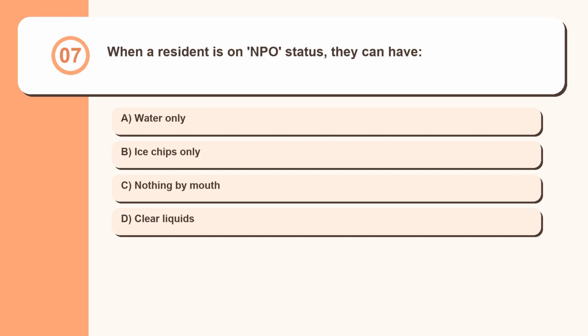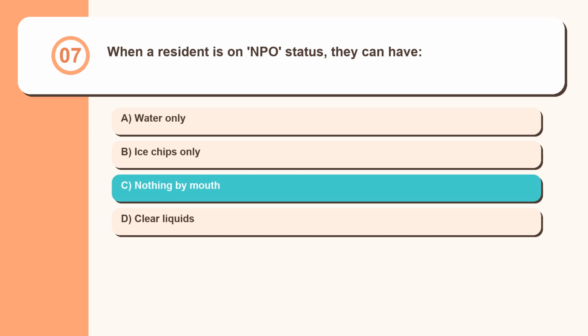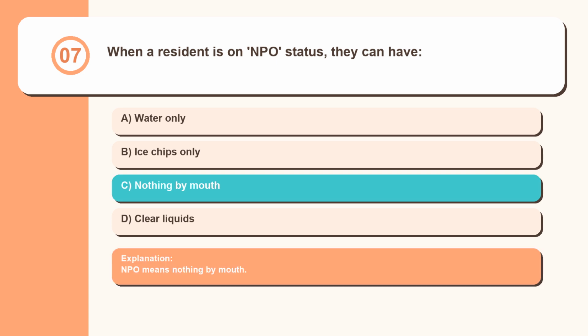Question 7. When a resident is on NPO status, they can have: water only, ice chips only, nothing by mouth, clear liquids. NPO means nothing by mouth.